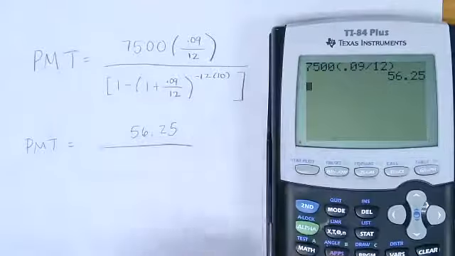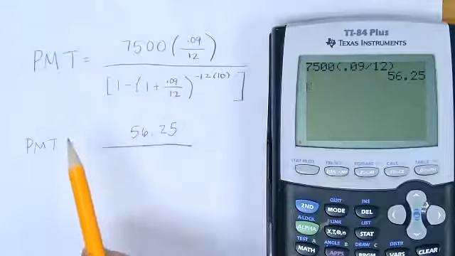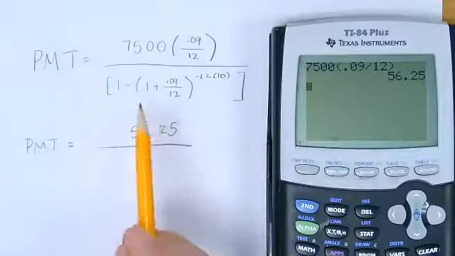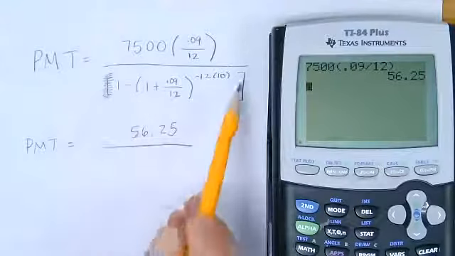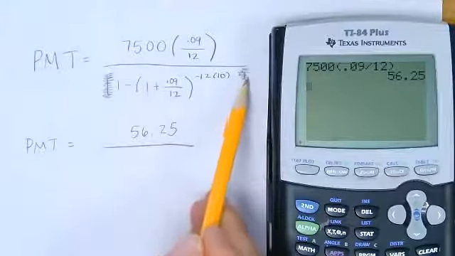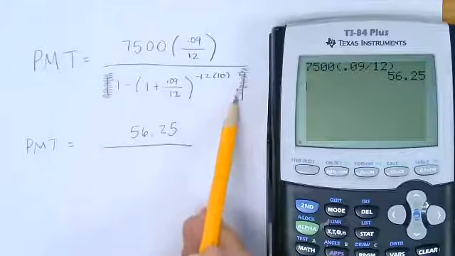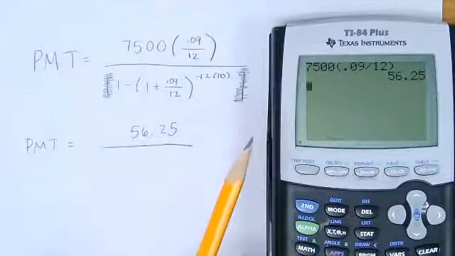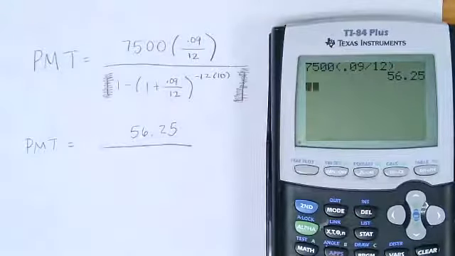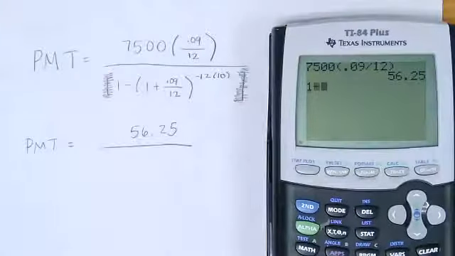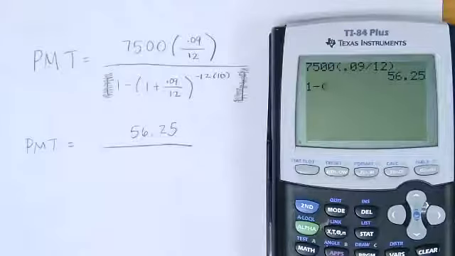Okay. Now for the denominator, we are going to do the whole entire thing. But what I'd like you to do is completely forget about these parentheses. They're not important. The only reason they're there is to say, hey, this entire thing, right? So we're going to ignore those. So watch how I put this in exactly. I put in the 1, then the minus, then the parentheses, 1 plus 0.09 divided by 12.